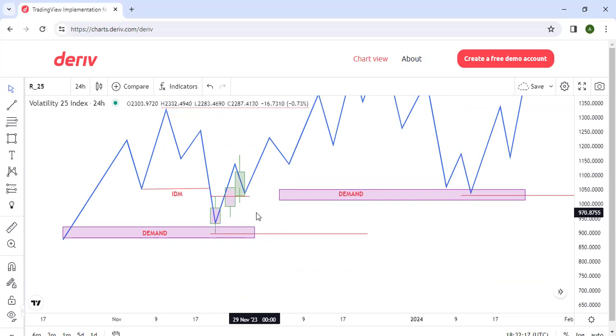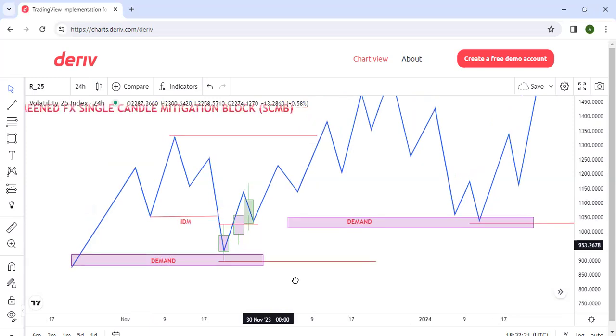So I'm going to go to the rechart now so that we can see what we have. All right, let's go to the rechart.